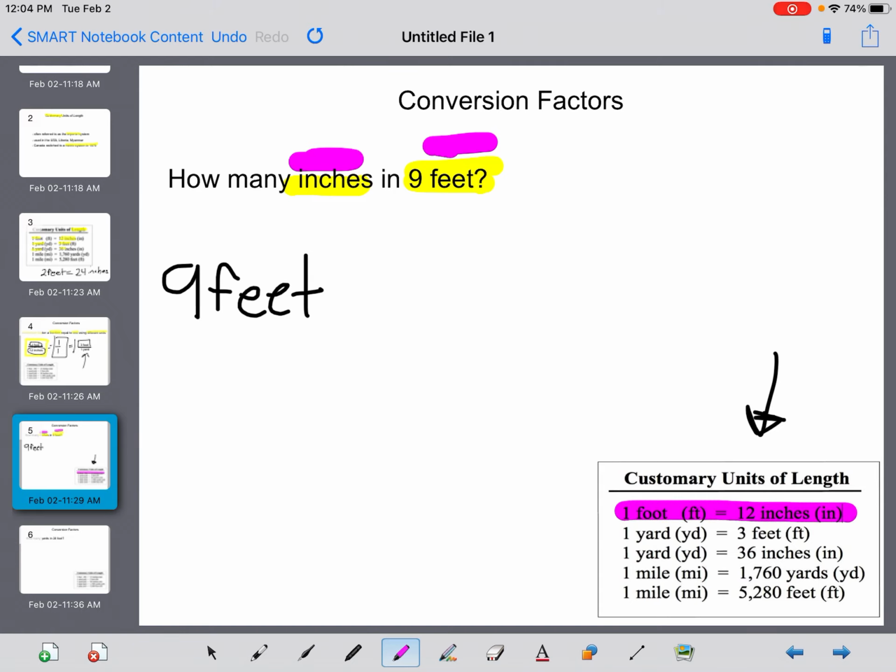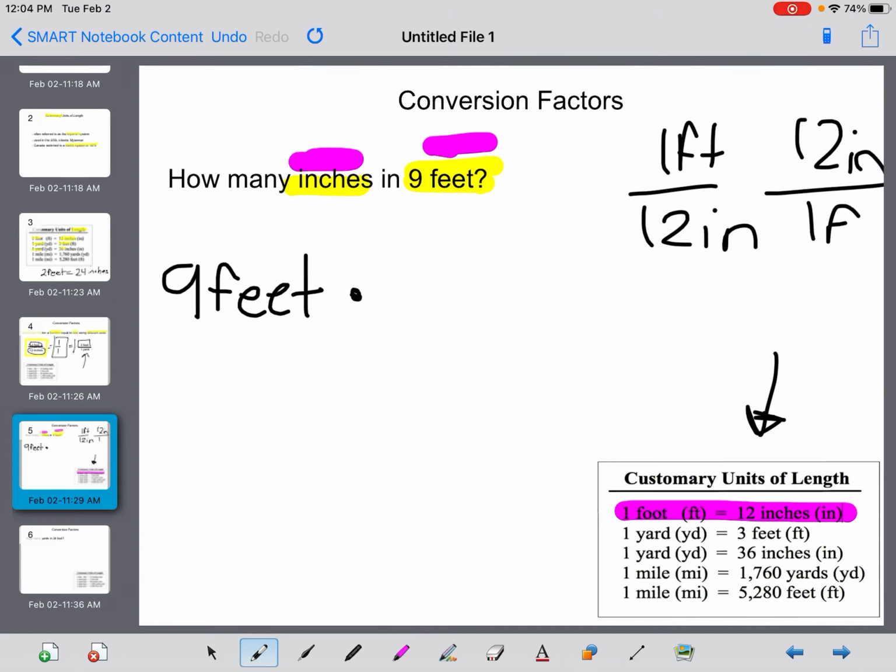So I'm going to look at my chart and see if I can find a conversion factor where I know how feet and inches are connected. Well, here I have 1 foot equals 12 inches. I can make that a conversion factor. So I'm going to multiply by that factor. So now I have another question. I could write that conversion factor like this: 1 foot over 12 inches, or I could write 12 inches over 1 foot. They both mean the same thing because they both equal 1.